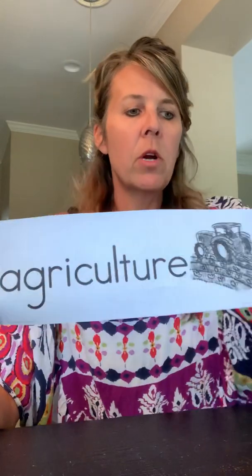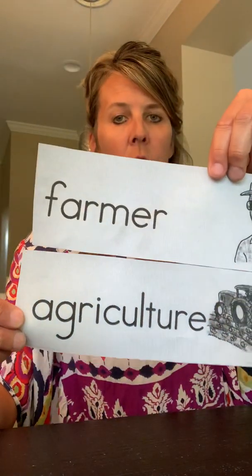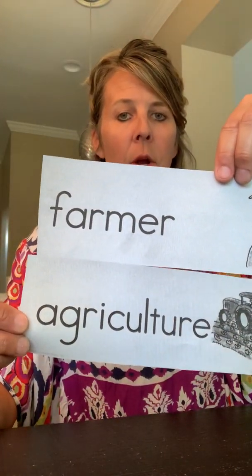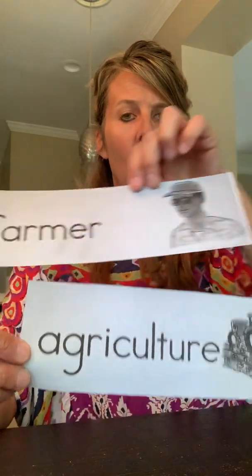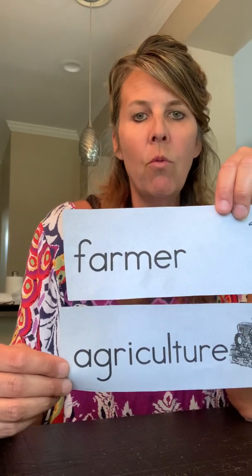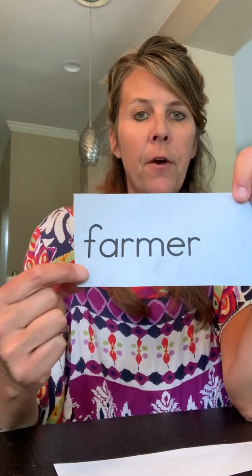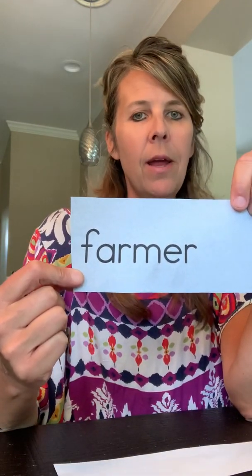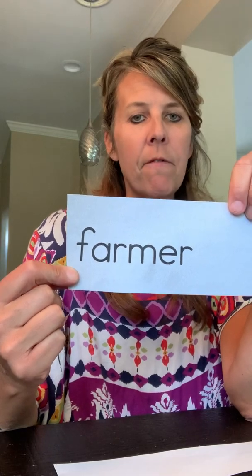Don't forget this big word. We're going to put these on our word wall for the week. Farmer and agriculture. Would they go under the same letter in your classroom? Where would we put the word farmer? That's right, under the letter F. Where would we put the word agriculture? That's right, under the letter A.